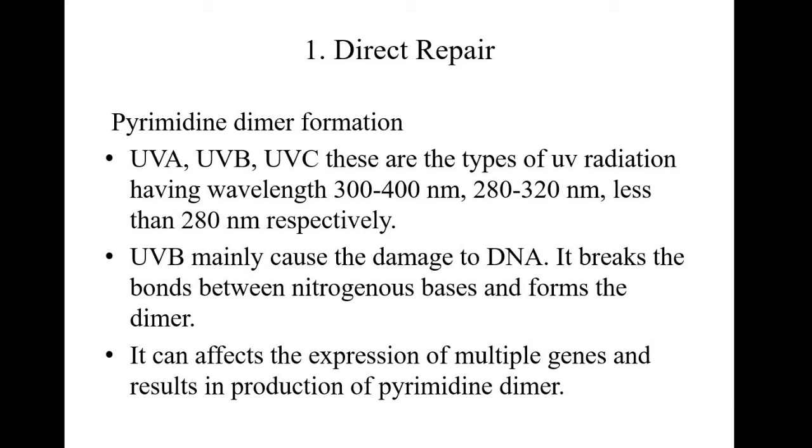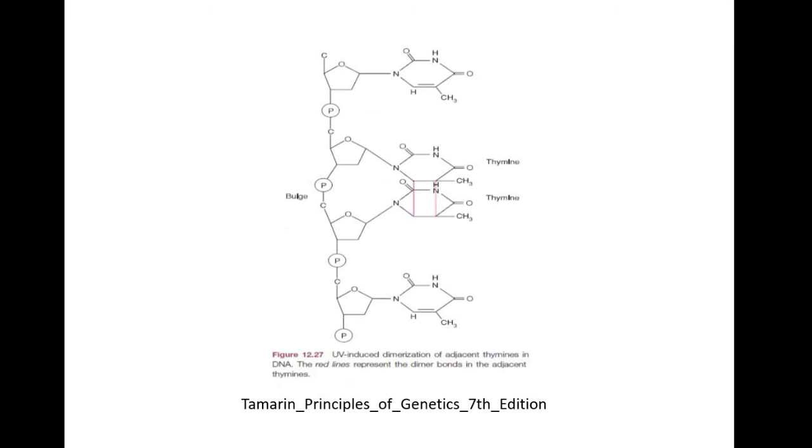It breaks the bond between the nitrogenous bases and forms the dimer. It affects the expression of multiple genes and results in the production of pyrimidine dimer formation. In this structure, the 2 adjacent thymine molecules form a dimer due to breakage of bonds.